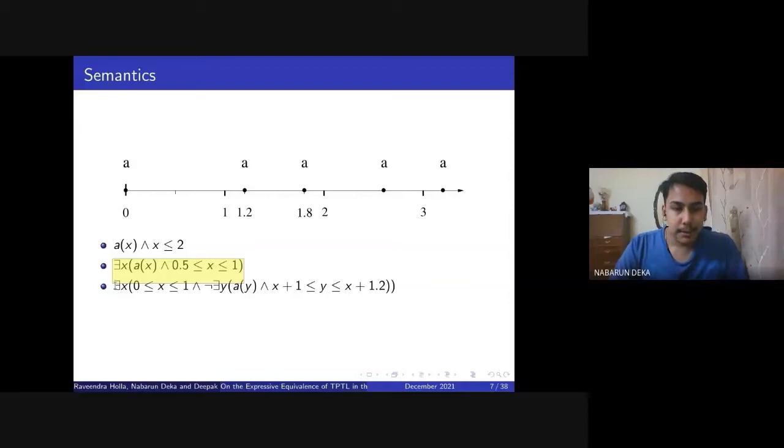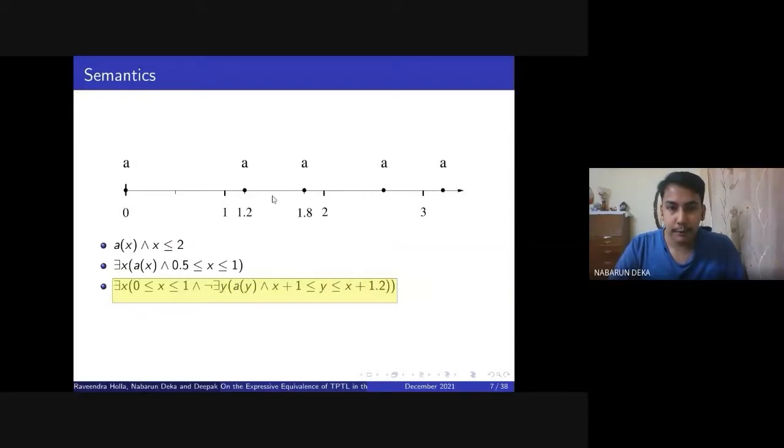Finally, as a third example, let us look at this sentence, which says there is an x between 0 and 1 and there is no y. It is not the case that there is a y, which is an action A and is between x plus 1 and x plus 1.2. Now, if we interpret this in the continuous semantics, then x can be any arbitrary time point. So let's say x was 0.5. So for x equal to 0.5, this is satisfied. Furthermore, there is no y between 1.5 and 1.7, which has the action A.